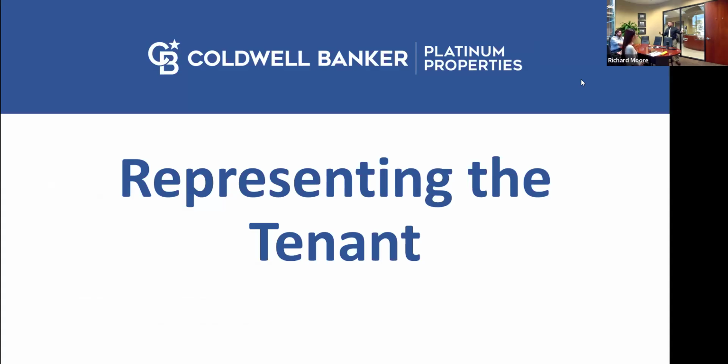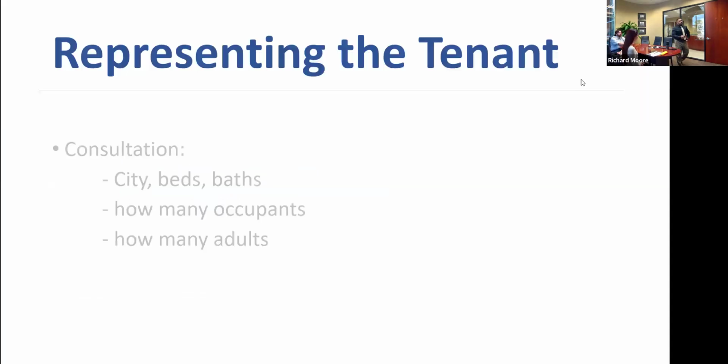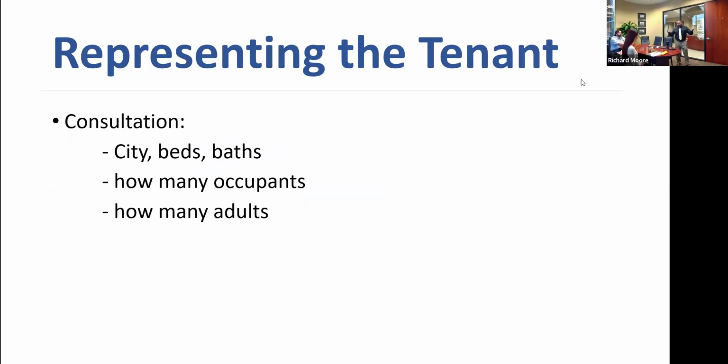Now we're going to the representing tenant side. When you're representing a tenant, you're going to have the consultation, whether it's a phone call or in person. You ask them what they're looking for, how many occupants, how many adults, because you're going to need an application for everybody over 18. You don't necessarily need a credit report for everyone over 18, because there might be parents and an 18-year-old in school whose income isn't going toward the rent. So all you need is an application for that 18-year-old, but you need credit reports for the parents.